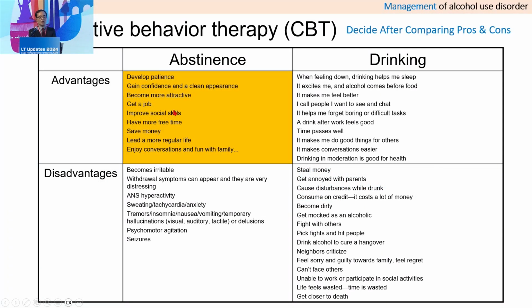In CBT for alcohol use disorder, comparing the pros and cons of abstinence versus drinking helps clients make informed decisions. Abstinence offers benefits like improved health and social skills, while drinking can lead to negative consequences like health issues and strained relationships.